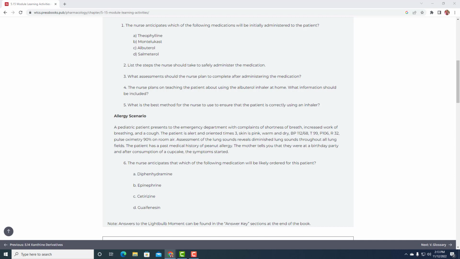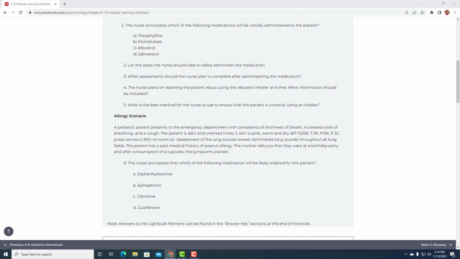Blood pressure 112/68. Let's see, temperature is 99. Pulse is 106. So they are tachycardic. Respiratory rate at 32, certainly above that normal range. And then pulse ox 90% on room air, which is also not great. So the assessment of the lung sounds revealed diminished lung sounds throughout all lung fields. The patient has a past medical history of peanut allergy. Mother tells you that they were at a birthday party, and after consumption of a cupcake, the symptoms started.